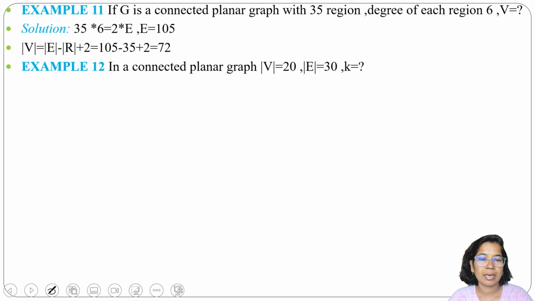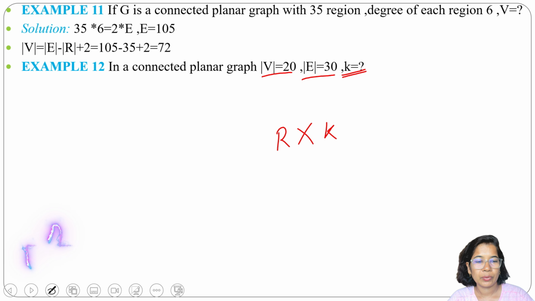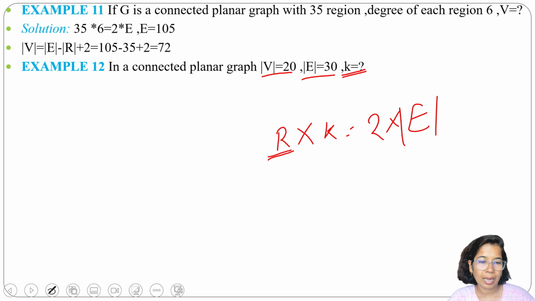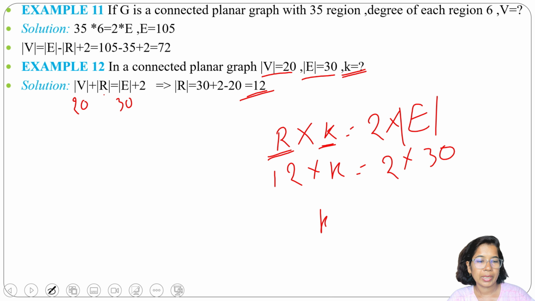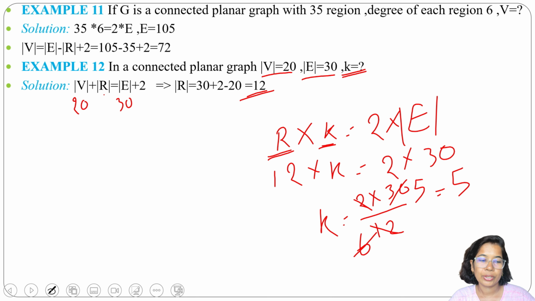In a connected planar graph, B equals 20, E equals 30 and it is asking K. We already know that number of regions into K equals 2 into number of edges. First we need to find R, then we can find degree of each region, right? So B is 20, E is 30, R we will find. So R equals 30 plus 2 minus 20, it's 12. Now we got the 12, now put in this formula. So 12 into K equals 2 into 30. K will be 2 multiplication 30 by 12. So degree of each region equals 5.